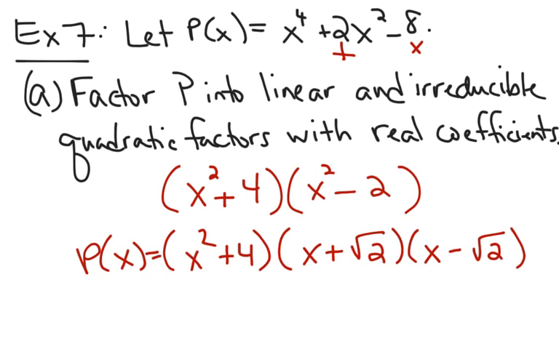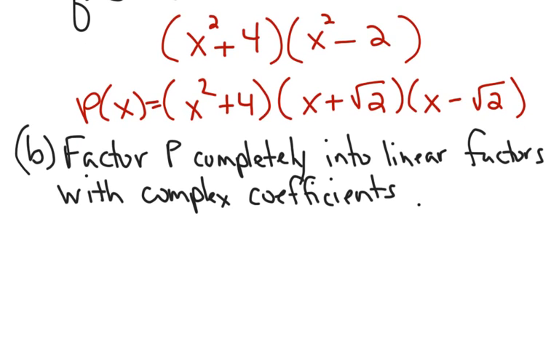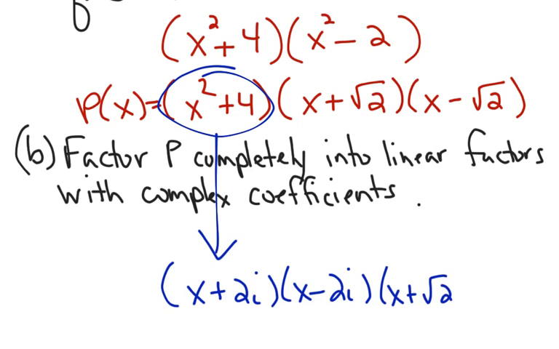Now, I'm going to go back and factor it completely into linear factors with complex coefficients. All right, so we're going to take the answer from the previous part. And now we're going to talk about factoring this, which was irreducible. Well, because it's the sum of 2 squares, it factors into x plus 2i, x minus 2i, and then the other two factors remain. So now this has been factored completely into all linear factors with complex coefficients. And that concludes complex zeros in the fundamental theorem of algebra.